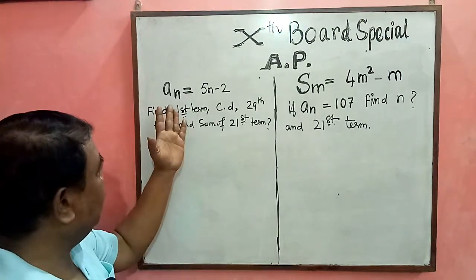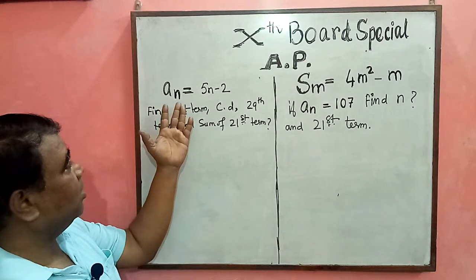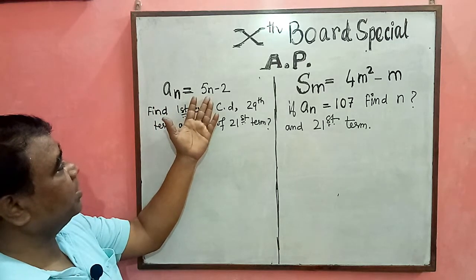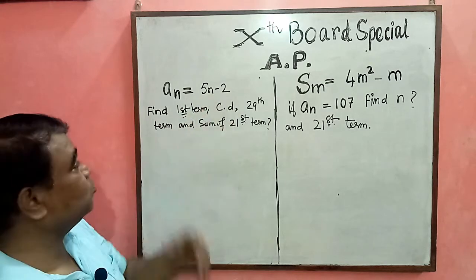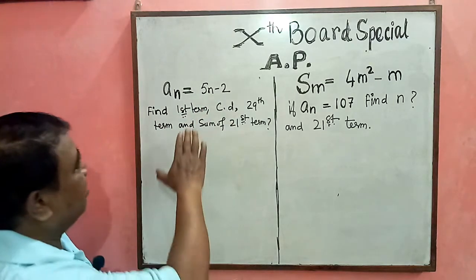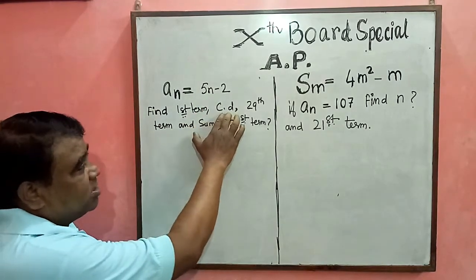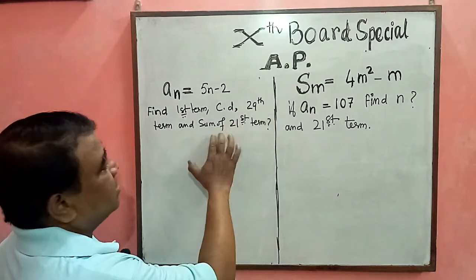Again, here the nth term of an AP is represented by an is equal to 5n minus 2. Find the first term, common difference, 29th term, and sum of 21 terms.